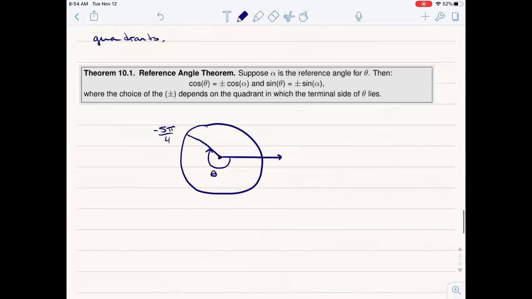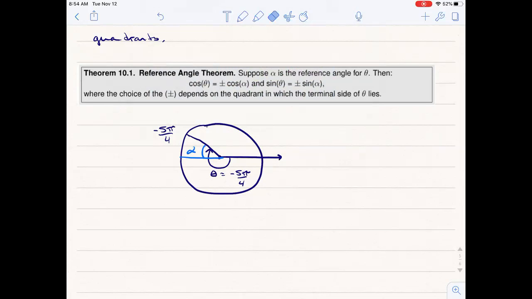Theta equals negative 5 pi over 4. Right? Negative means 5 pi over 4. Right? If we think about, okay, if we have to move pi to get halfway, then this distance here, right, this would be our reference angle, alpha.